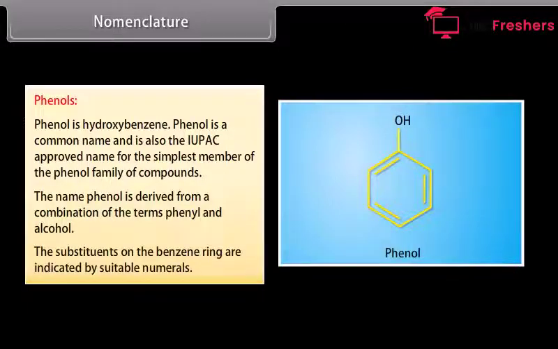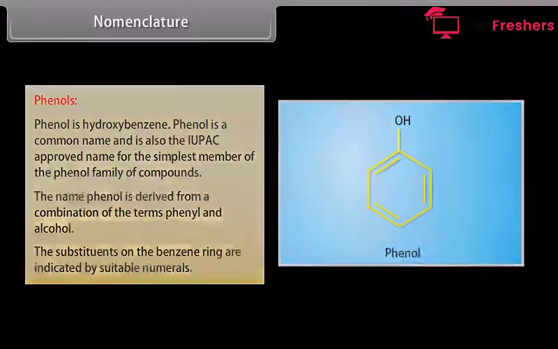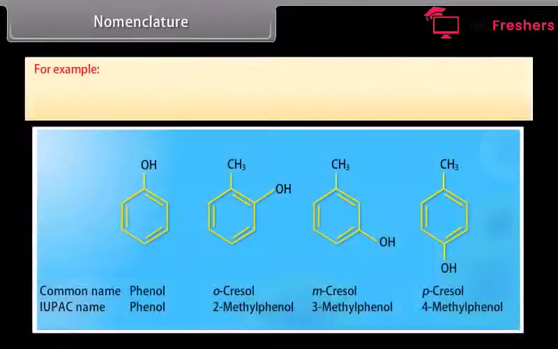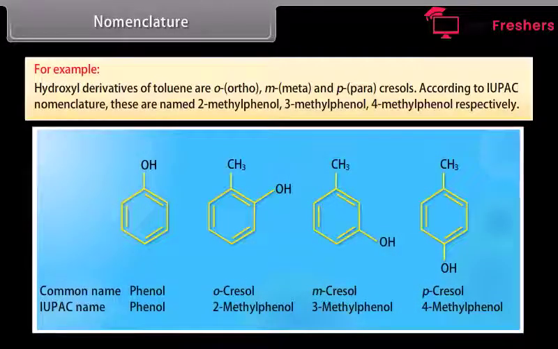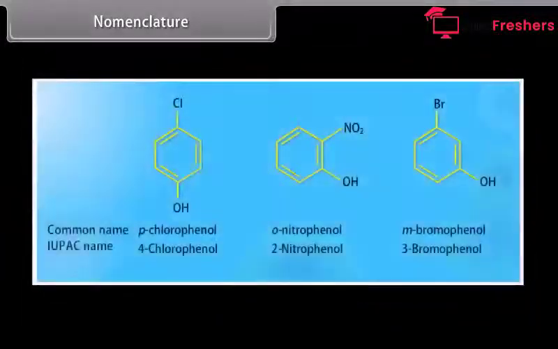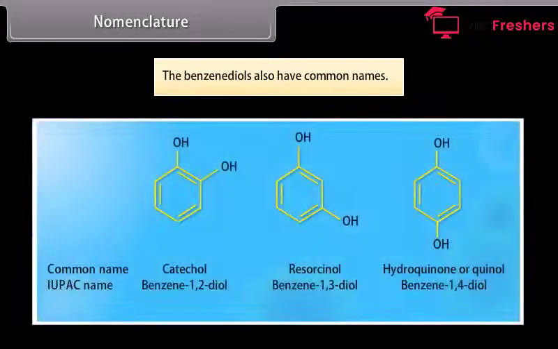The substituents on the benzene ring are indicated by suitable numbers. For example, hydroxyl derivatives of toluene are ortho, meta, and para-cresols. According to IUPAC nomenclature, these are named 2-methylphenol, 3-methylphenol, 4-methylphenol respectively. One more example is, the benzene diols also have common names.